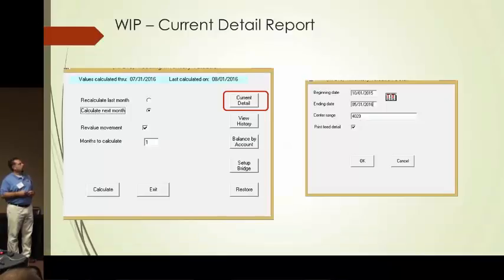Then under the current detail report, this is what I mentioned, it's the top right-hand button, current detail. We're going to run it for the same period of time, October 1st to May 31st, and for the same center, 40/20. This is going to give us all our WIP transactions that posted for this date range in this center.